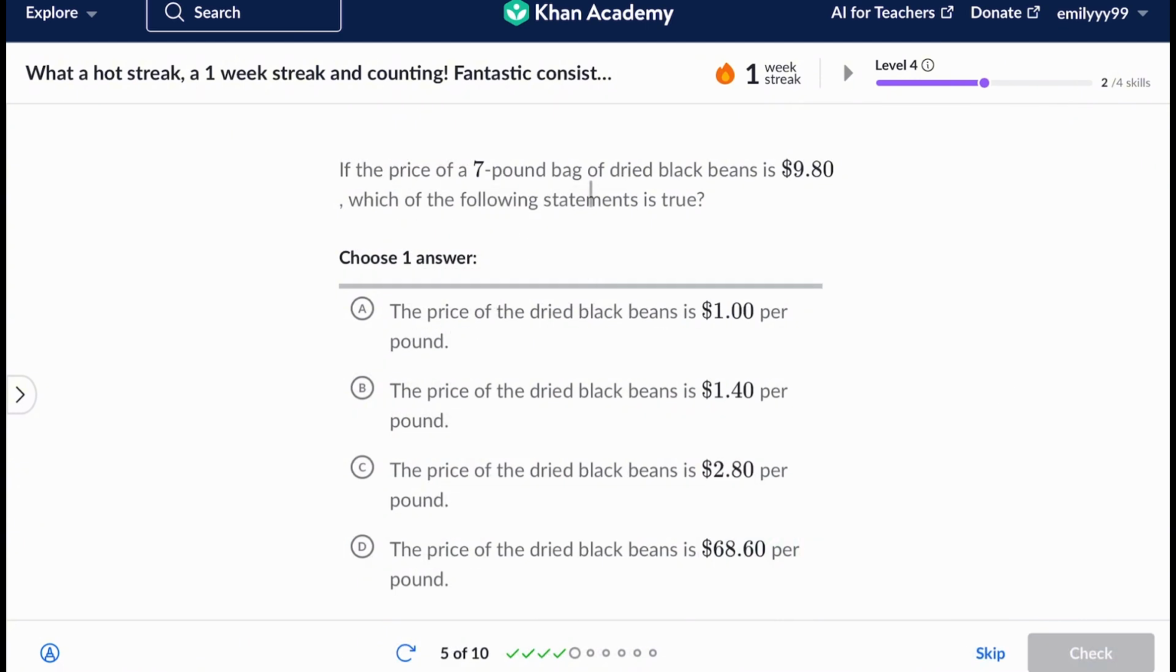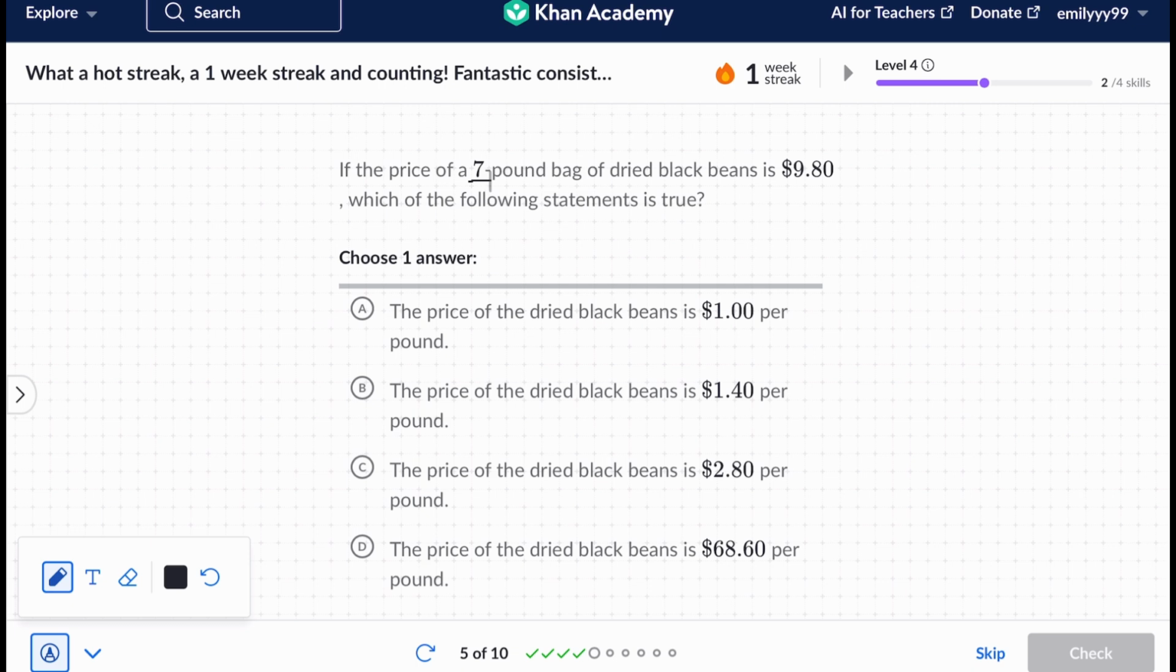If the price of a 7-pound bag of dried black beans is $9.80, which of the following statements is true? So 7-pound bag is $9.80. Okay. The price of dried black beans is $1. So let's see. Okay, so each answer choice is about the price per pound. So let's find that out ourselves.